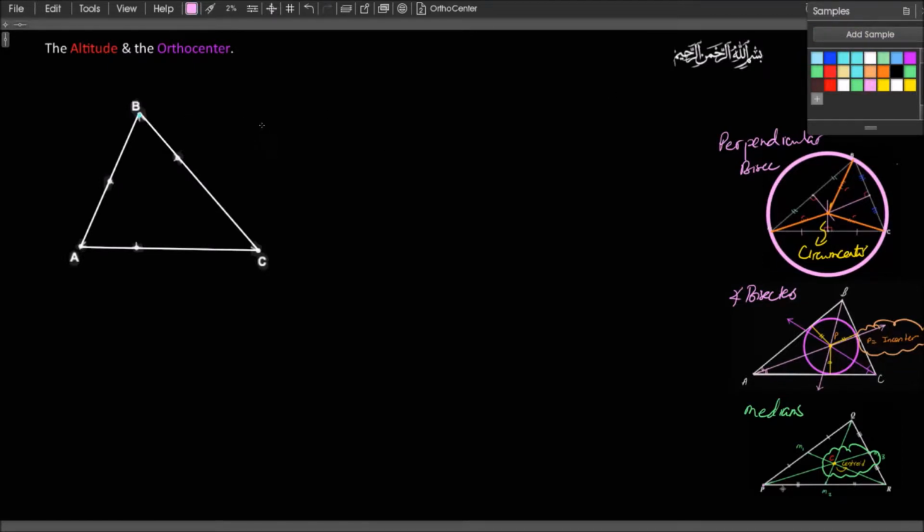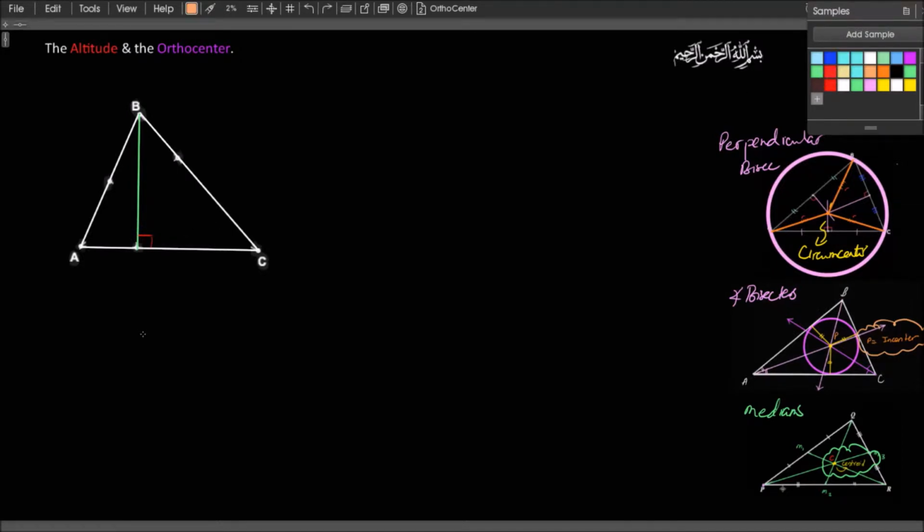As we have said before, an altitude starts at one of the vertices and goes to the opposite side and is perpendicular to the opposite side. So it starts here and it goes to this side and it is perpendicular to this side. Okay, so the altitude is a line that starts at a vertex of a triangle and is perpendicular to the opposite side. Now, if we were to draw the altitudes of this particular triangle that I've drawn, triangle ABC, they would look like this. First altitude, okay, from here to here.